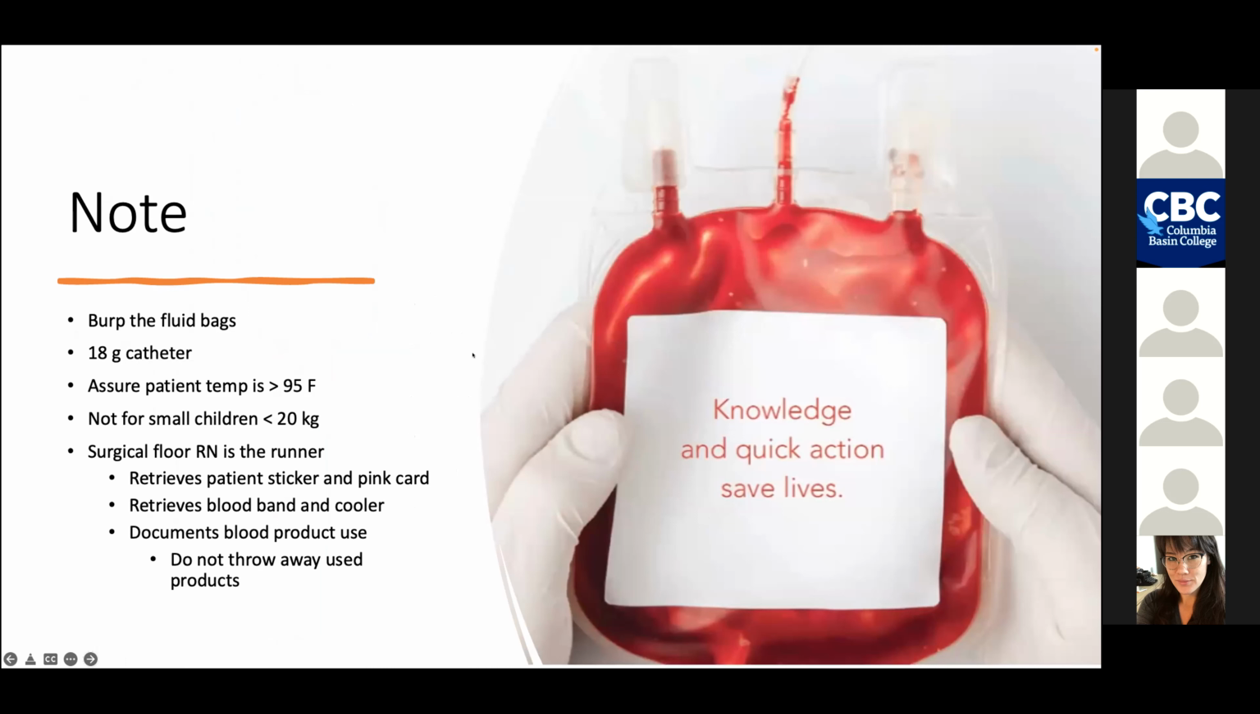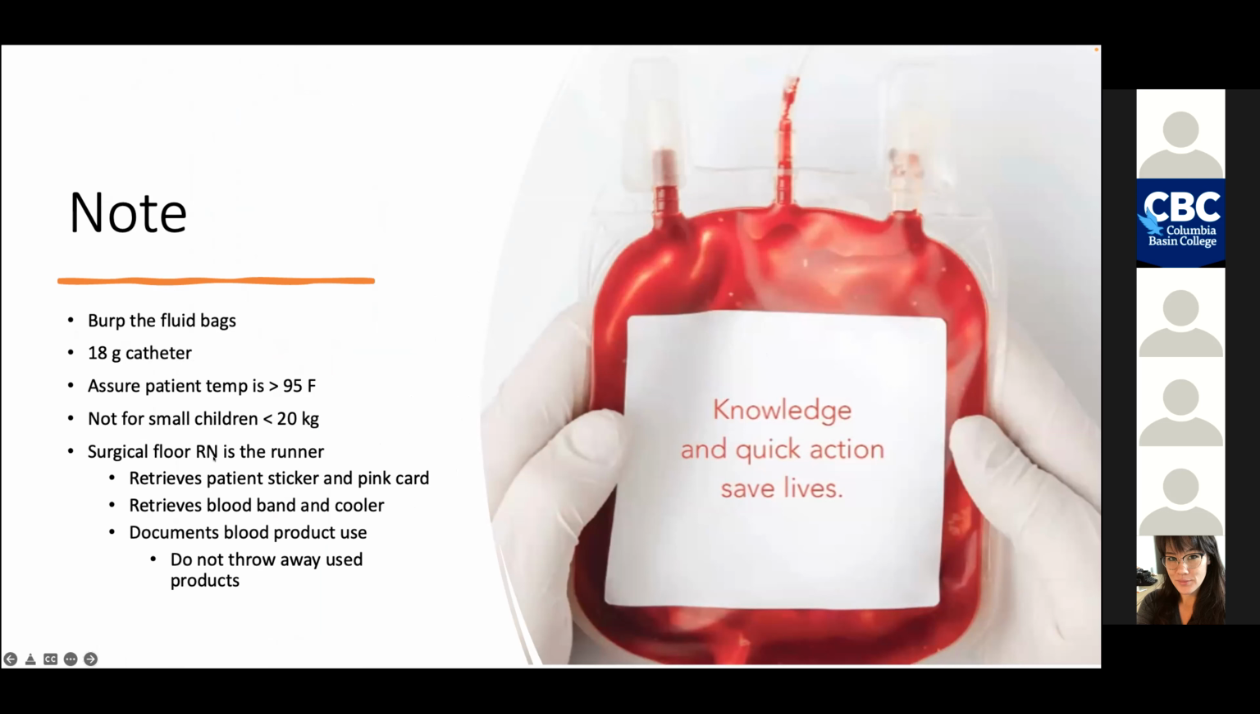They kept stressing the importance of burping the fluid bags when you put them in, because that pressure is really going to go quickly. You also want an 18 gauge catheter so the fluids can run fast and the blood won't get hemolyzed. Also, make sure the patient's body temperature is 95 degrees at least. It's definitely not for small children under 20 kilograms.